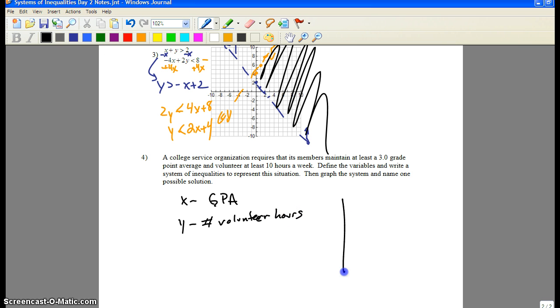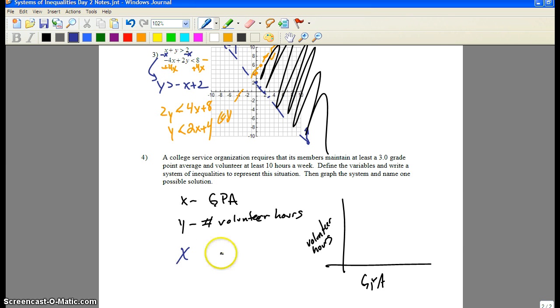Now we're going to wind up graphing this. X was GPA, so that's down here. Y was volunteer hours. Let's start talking about the inequalities that we can write from it. First, the first statement says our GPA is at least 3. In terms of our variable, how do we write that statement? Which variable is that? GPA is at least 3. It's going to be our X.